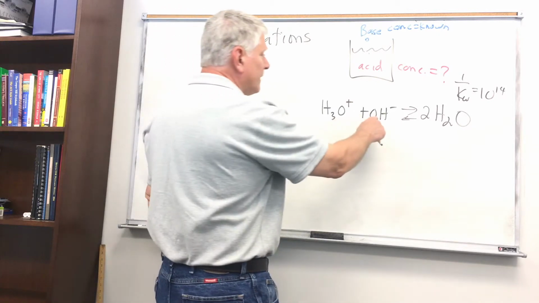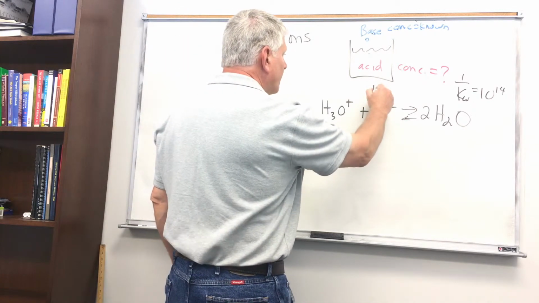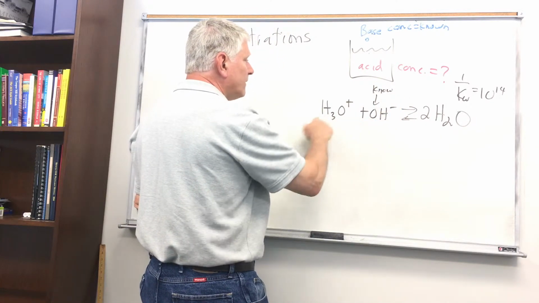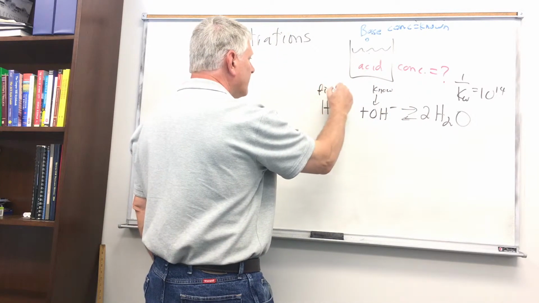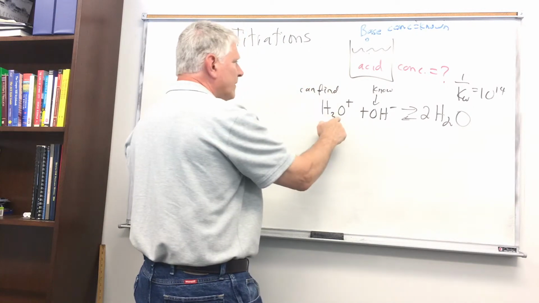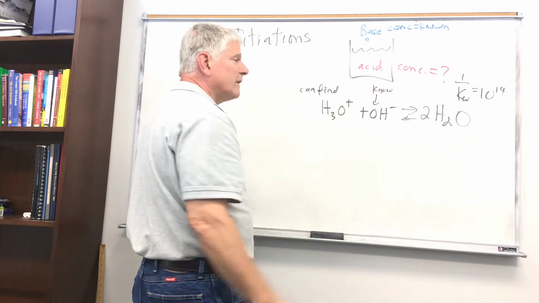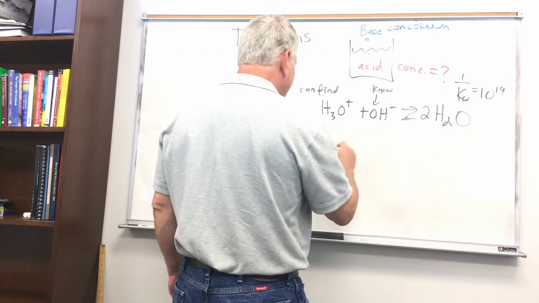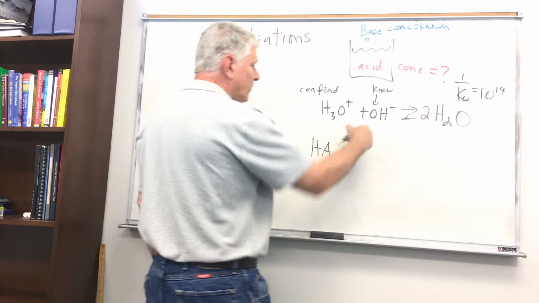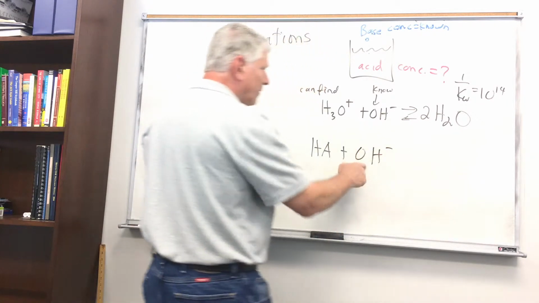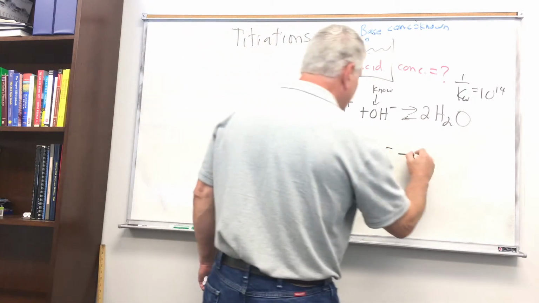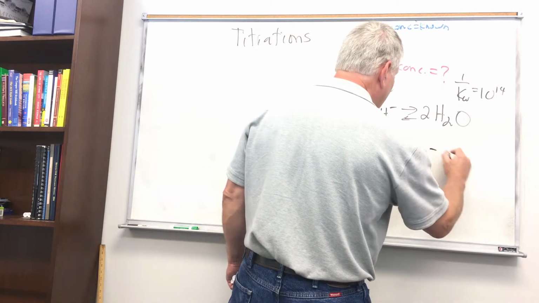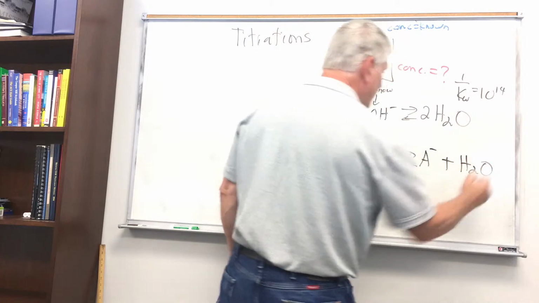So if we know exactly how much base we put in from a 1-to-1 ratio, we can find how much acid was in the original solution. Now say we have a weak acid, and we'll add strong base to the solution. This reaction will give us A minus plus water.